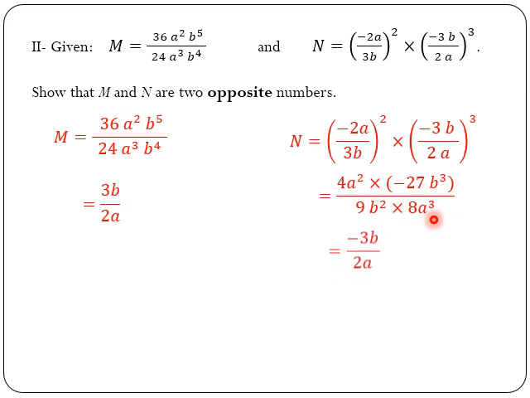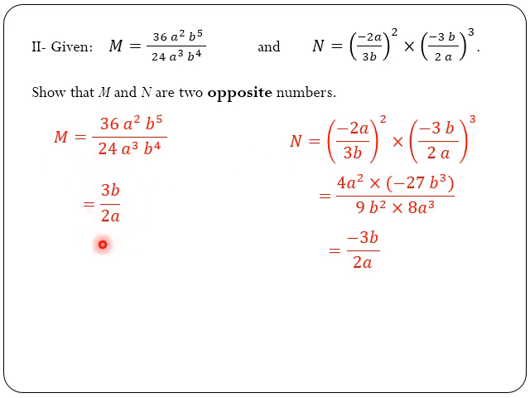Now it's time to simplify. 4 over 8 is 1 over 2, 27 over 9 is 3. A squared. A cubed simplified by A squared, so A is kept in the denominator, and similarly B is kept in the numerator since the greatest power of B is in the numerator. And don't forget to write the negative sign.